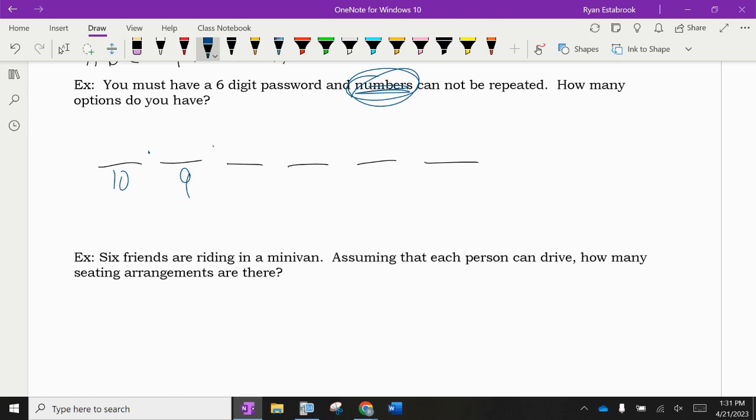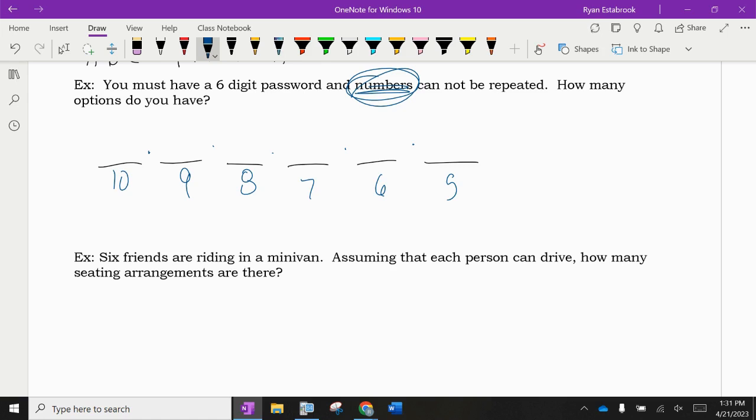Once those first 2 digits have been chosen, how many are possible here? 8, 7, 6, 5. So it's not 6 factorial. I don't have 6 choices, right? There weren't 6 numbers that I'm picking from. There were actually 10, and then there's 9, and then there's 8.